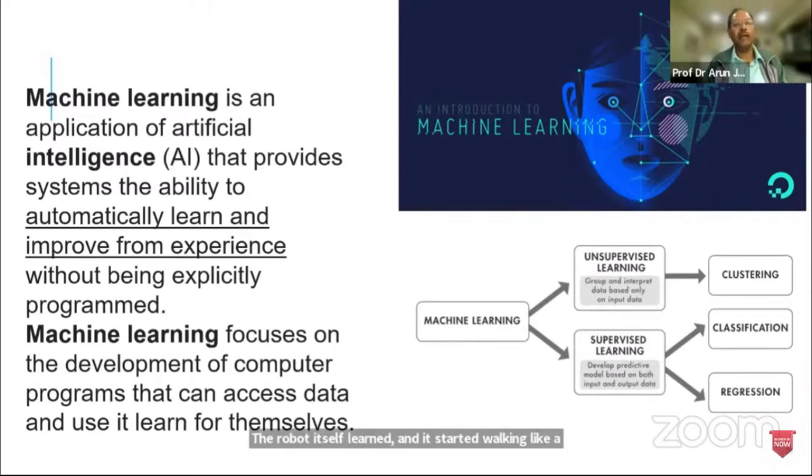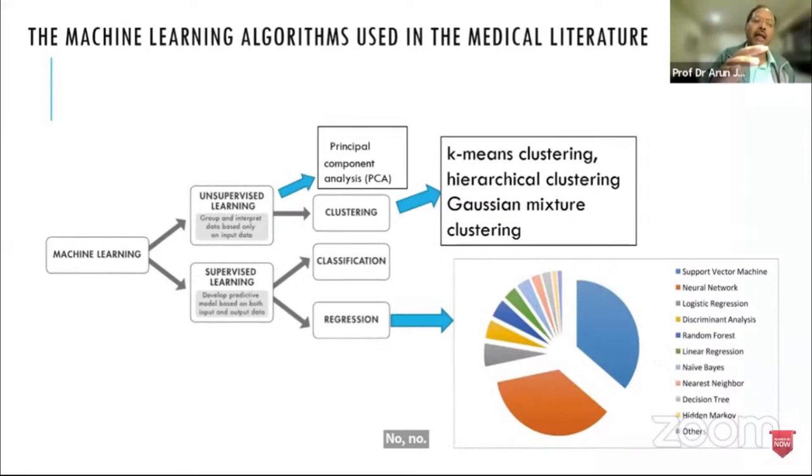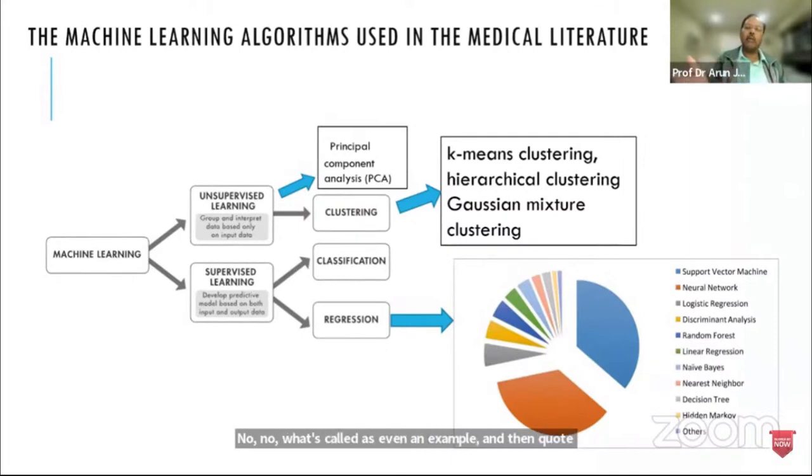I think this is how it can help. Machine learning is variously of two types. One is called unsupervised machine learning and the other supervised machine learning, and there is a basic difference. Unsupervised machine learning is what is called given examples and then code, whereas in supervised learning we give some data and then ask it to copy.